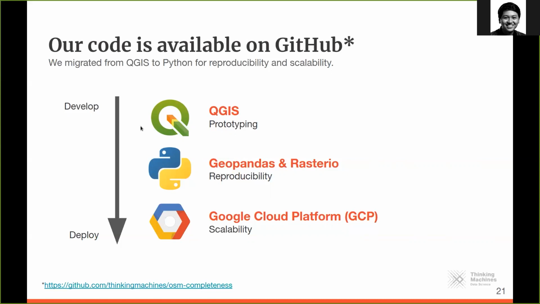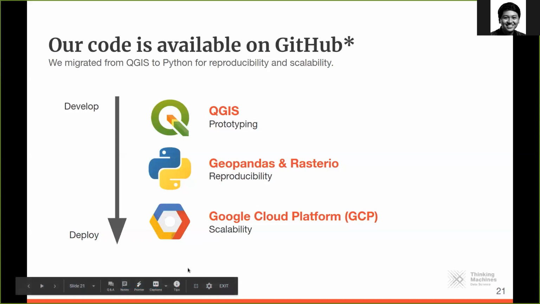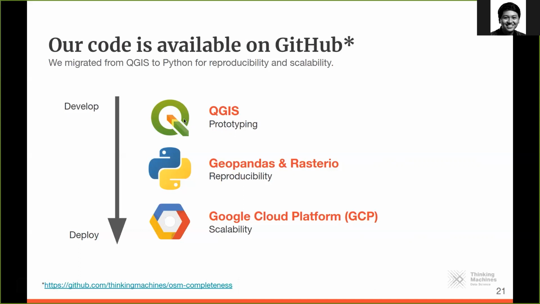You can check out the source code on GitHub. Just check the link in the lower left. When we did migrate, we were able to improve our workflow because, number one, we were able to migrate to the cloud and increase compute resources. So now we're able to scale up and get the results very, very quickly.